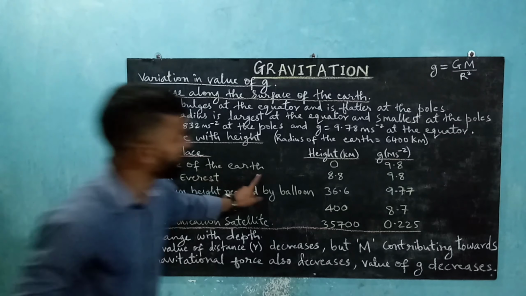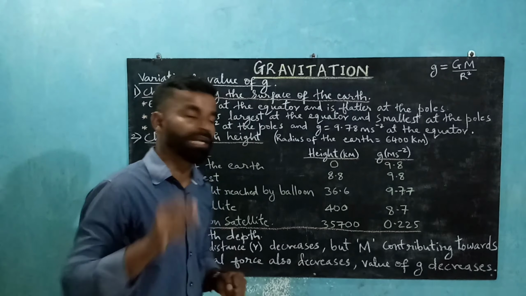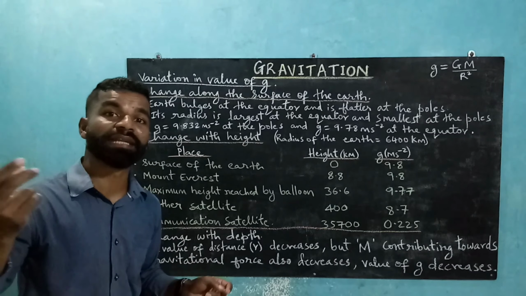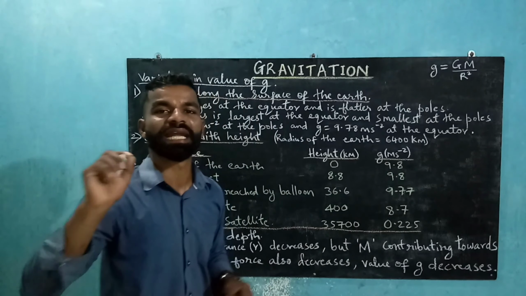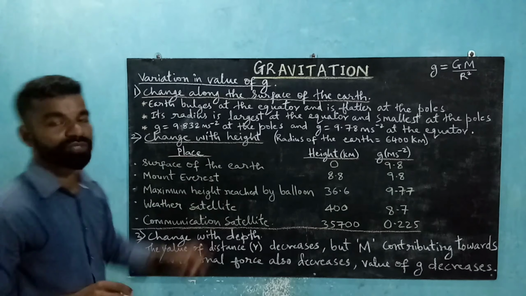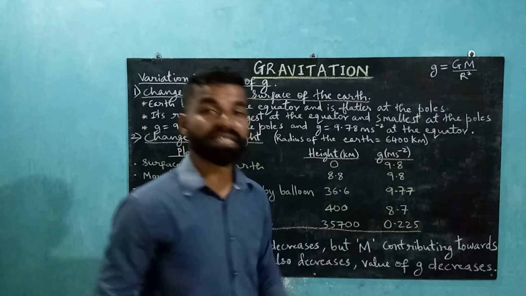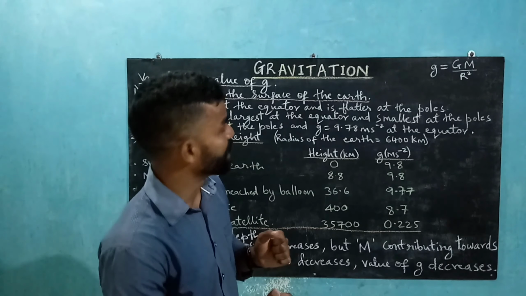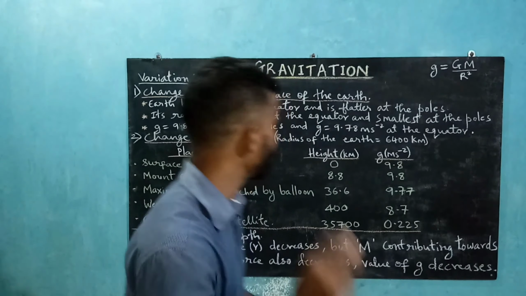So at the surface of the earth, where height is 0, the value for g is 9.8 meter per second square. At Mount Everest, which is 8.8 kilometer high, the value still remains the same, 9.8 meter per second square. It does not vary. The maximum height reached by a man-made balloon is 36.6 kilometer. There the value for g reduces. It comes down to 9.77 meter per second square.